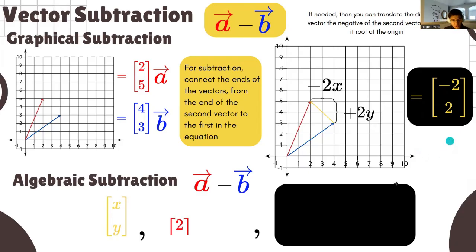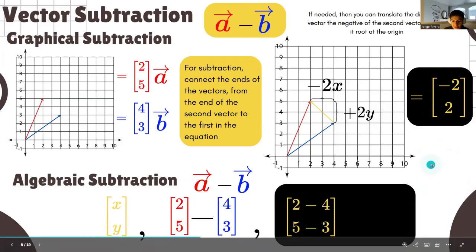So algebraic subtraction: if we have these two vectors, A and B, we can just set them up like that, and then we can just subtract them using only the digits, and it's going to create -2 over 2. That's going to be the new vector if we just use our subtraction and these two original vectors. We just subtract the top ones from each other and the bottom ones from each other.